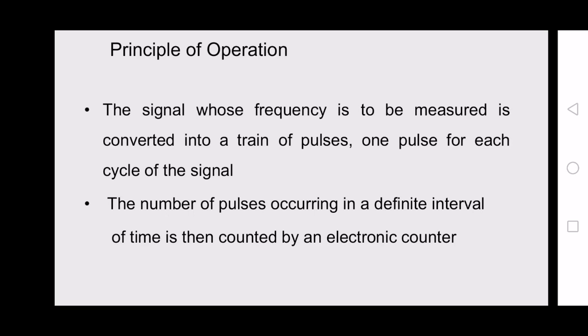Then the number of pulses occurring in a definite interval of time. In the basic principle we have applied a 1 second pulse, so during that 1 second pulse we count how many pulses there are. But in the case of unknown frequencies, we say the number of pulses occurring in a definite interval of time is then counted by the electronic counter.